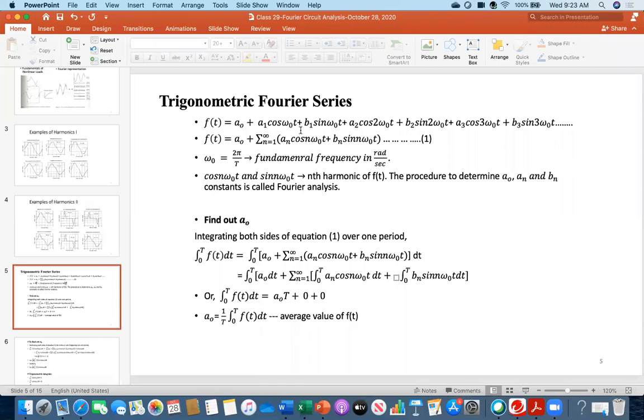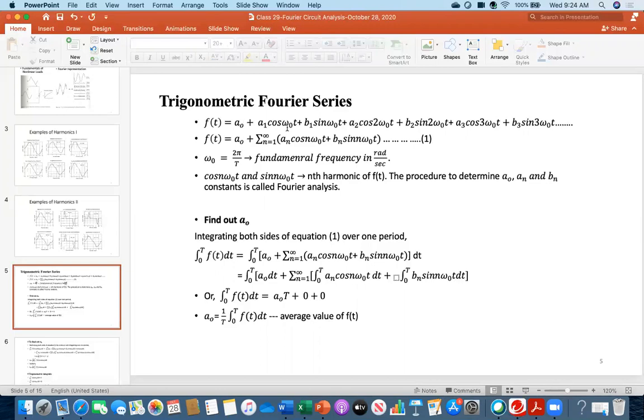DC component plus AC component, but fundamental frequency and higher order frequency. Now, if I generalize this first equation, first of all, this pattern is called trigonometric Fourier series, because there is sine and cosine. It is called trigonometric Fourier series. Now, look at the second line, this is the generalized format. This is a naught, the constant term.